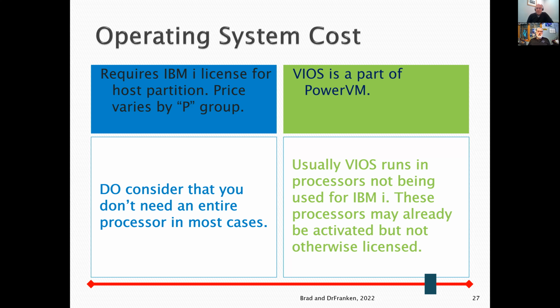The one thing I will see sometimes on the host partition is the SEU editor, so that I can create a CL script for startup and shutdown kind of stuff. But you could also develop that on your development partition and copy it over there too. So I agree with Brad there that you really want as little as possible on that hosting partition, and for very good reasons. And again, VIOS, because it's part of PowerVM, that's licensed.